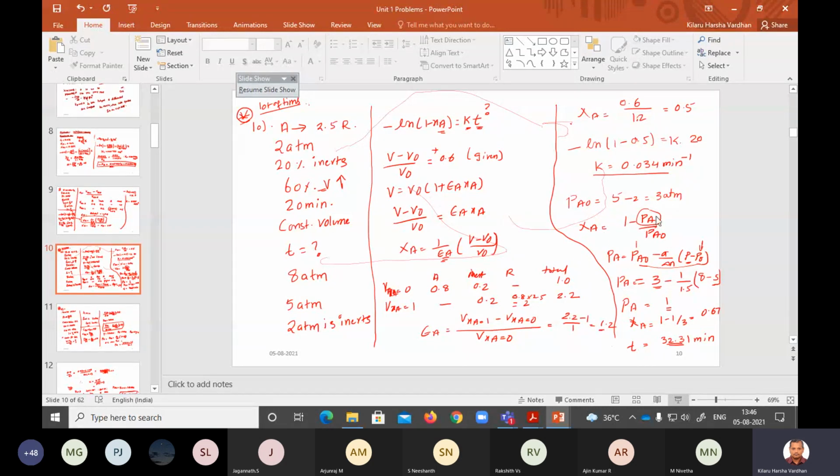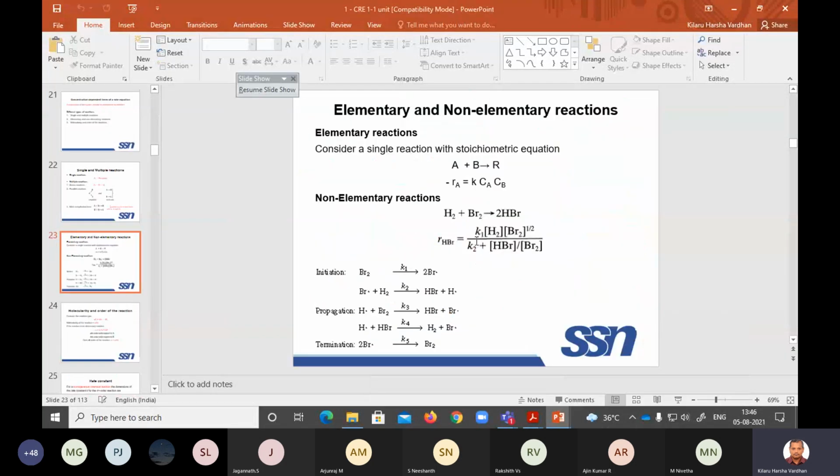XA is nothing but 1 minus PA by PA naught. But we don't know what PA is. This 8 atmospheres is the total pressure, which includes A and the inerts. So we need to calculate only PA. How much is PA? We know that PA is PA naught minus A divided by delta N, times P minus P naught. This is the expression which we got from this particular equation.